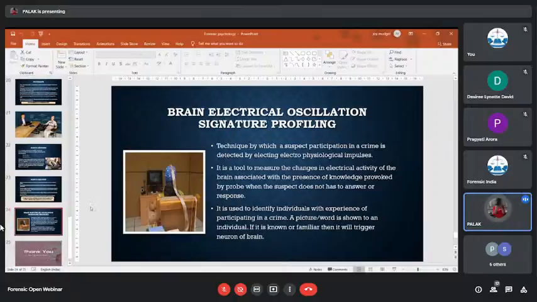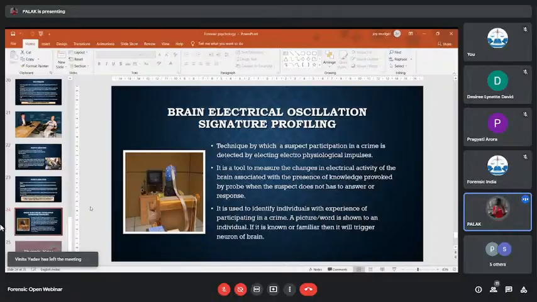The last one is brain electrical oscillation signature profiling. This is the technique in which the suspect's participation in crime is detected by eliciting electrophysiological impulses. It is a tool to measure the changes in electrical activities of the brain associated with the presence of knowledge provoked by a probe, when the suspect does not have to answer the response.